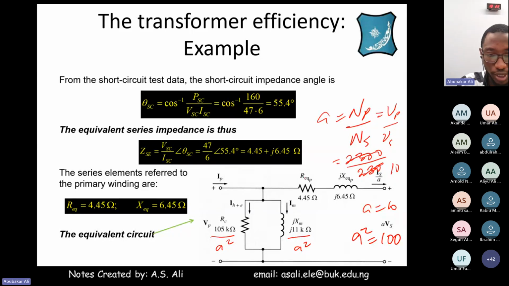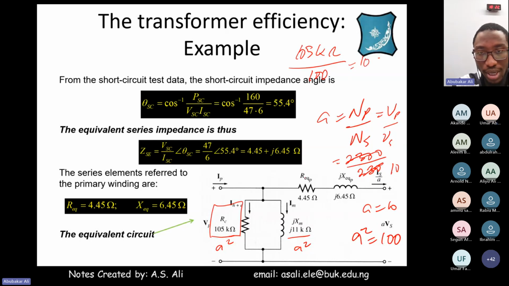So that means if we refer this to the secondary side, what does it become? It's 105 kilo ohms divided by 100. So this is 105,000. Remove the 2 zeros and you end up with 1,050 ohms. Okay. Same thing for this one, 11 kilo ohms divided by 100, you end up with 110 ohms. Okay, this is the XM. Okay, this is the RC. We are now referring it to the secondary side.